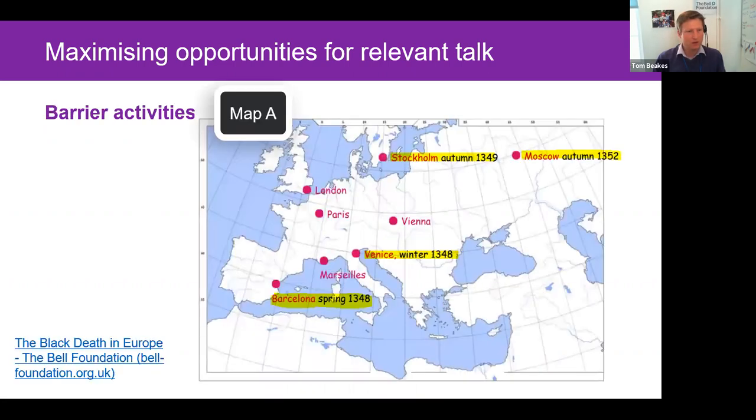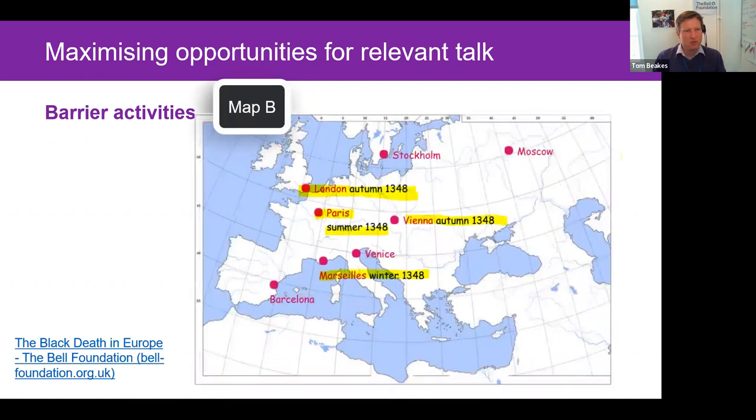Here's a barrier activity. This is based on a history lesson talking about the Black Death in Europe. Students would be split into pairs, and each pair has a different map. So student A has map A with the information there, and student B has map B with the corresponding information. And then students are able to share that information.